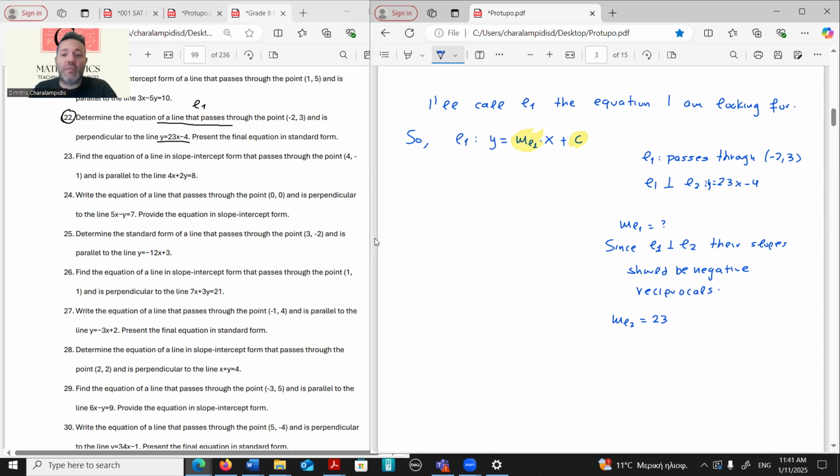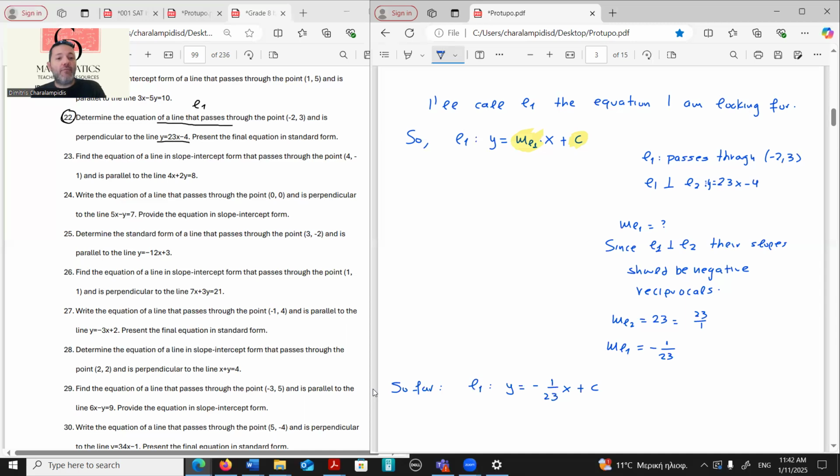So the slope of L2 is 23, which means that the slope of L1 should be the negative reciprocal of that number. And by negative reciprocal, remember, it means flip them. So from 23, which is the same as 23 over 1, make it 1 over 23, and since we want them to be negative reciprocals, put a minus in front. Change the sign as well. So far, L1 would be y equals -1 over 23x plus c.